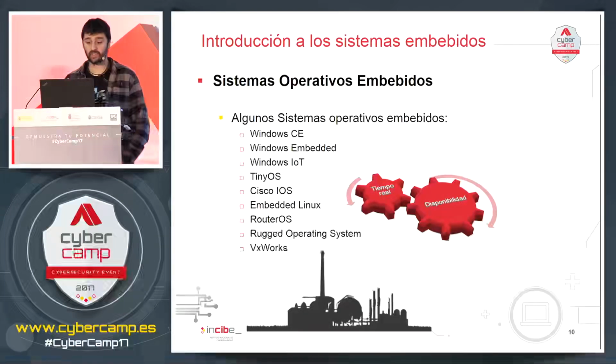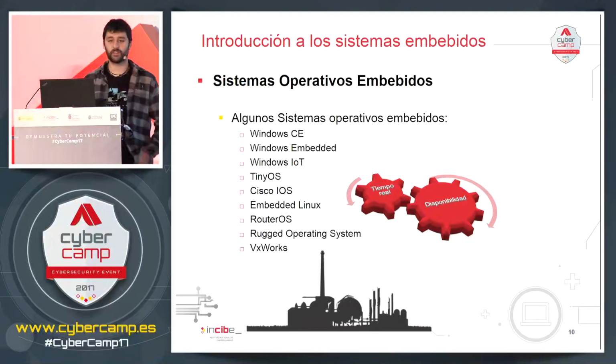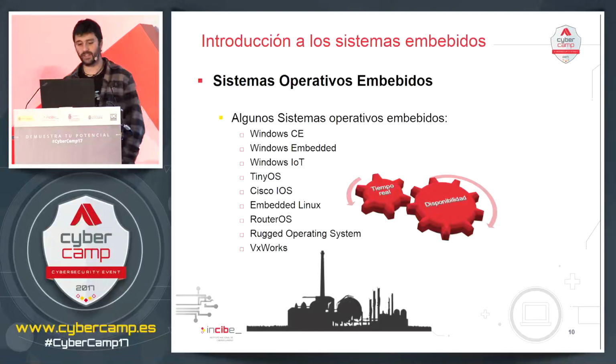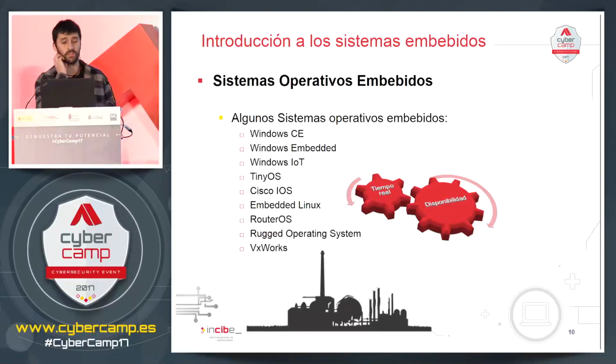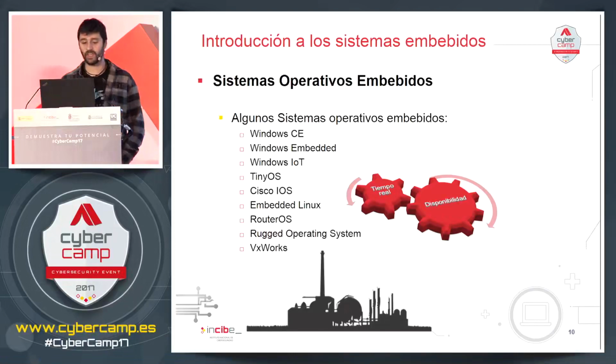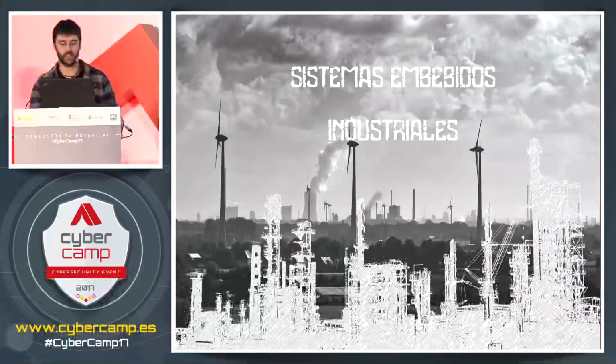Let's move to the software part. What do we find here? We have embedded Windows, the Internet of Things, Windows, Tiny OS, Cisco OS, embedded Linux, and then some of the best known, VxWorks, that works in real time, and rugged operating systems that you may find from different manufacturers, industrial embedded systems.